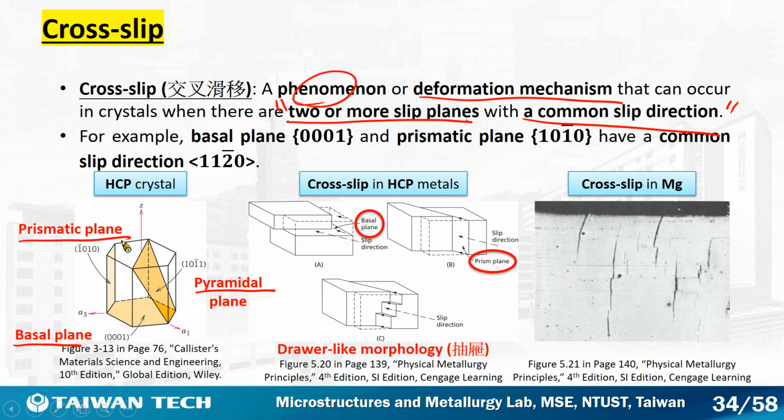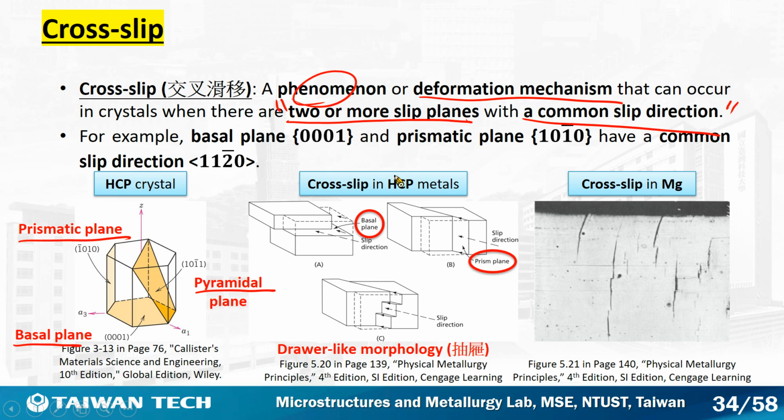Because HCP metals have less effective slip systems, sometimes, although the basal plane is the preferred slip plane for the material, the other slip systems may initiate if necessary.